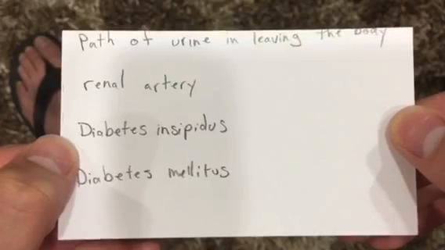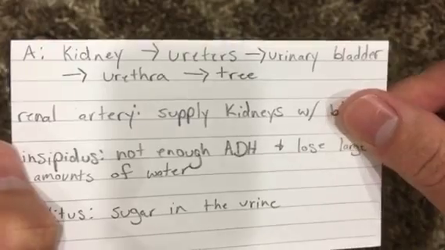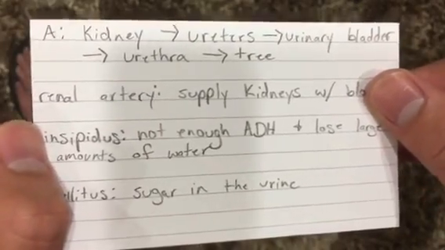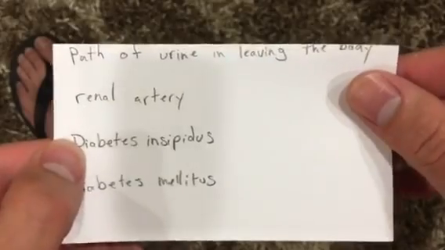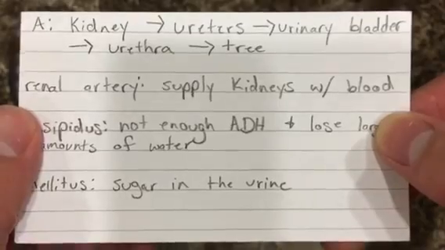Path of urine in leaving the body. It leaves first through the kidney to the ureters, urinary bladder, urethra, then you would pee on a tree. Renal artery supplies kidneys with blood.